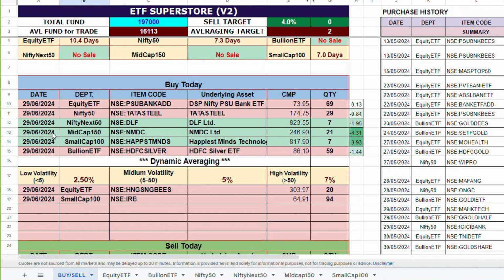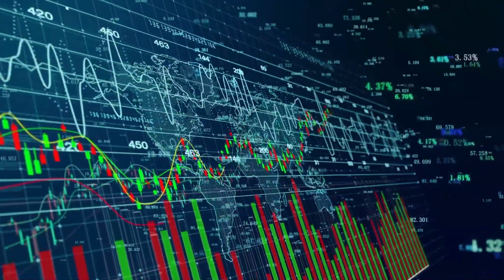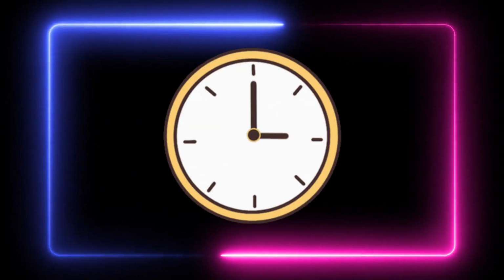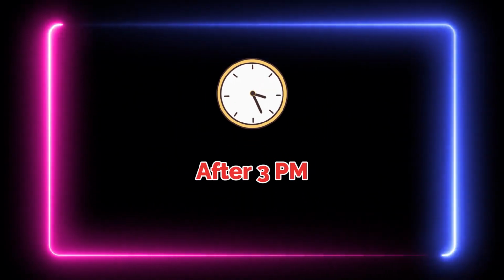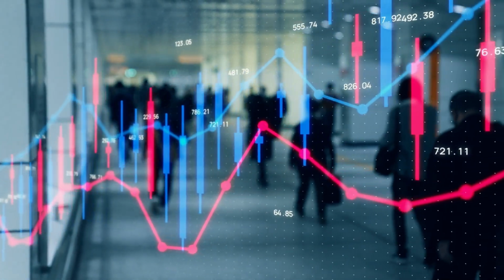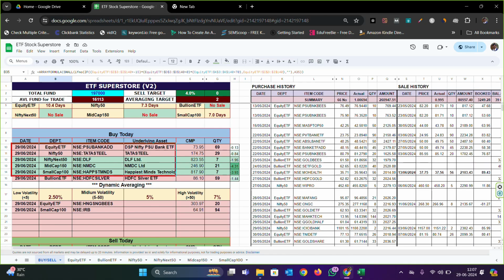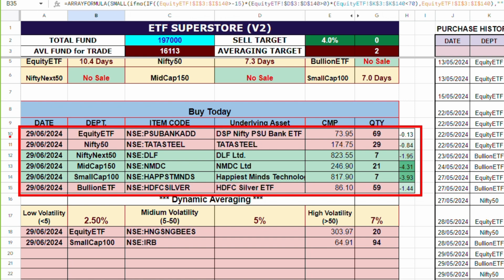Till now, we've discussed how to select stocks. Our ETF SuperStore highlights the cheapest shares to purchase. But when is the best time to buy? The ideal buying time is after 3 p.m. Throughout the day, the market remains volatile, and by 3 p.m., it usually stabilizes, giving us a more accurate price. It's recommended to open this Google Sheet after 3 p.m. and then check the Buy Today section. Purchase a maximum of 3 highlighted stocks and also look at the dynamic averaging section. If there's any stock displayed there, make sure to purchase the recommended quantity.